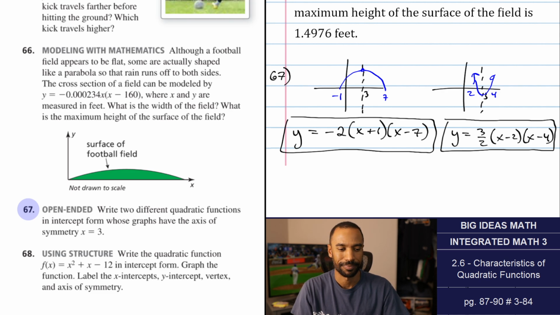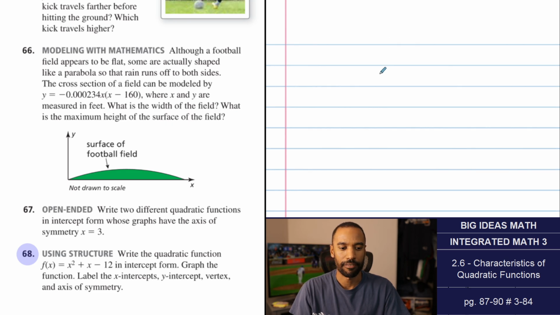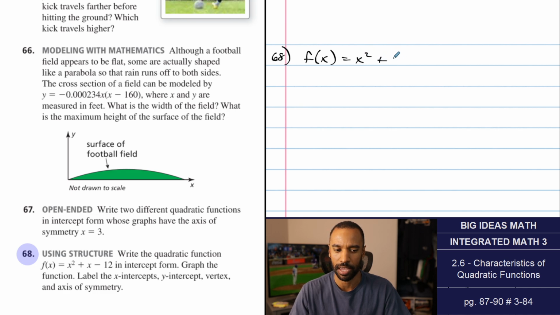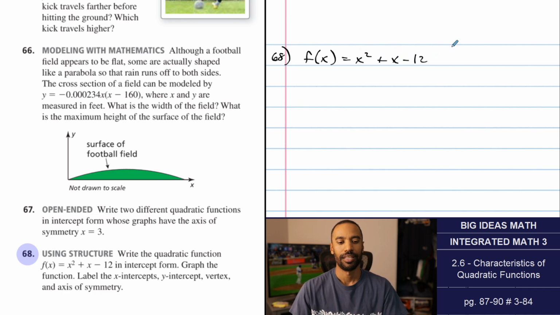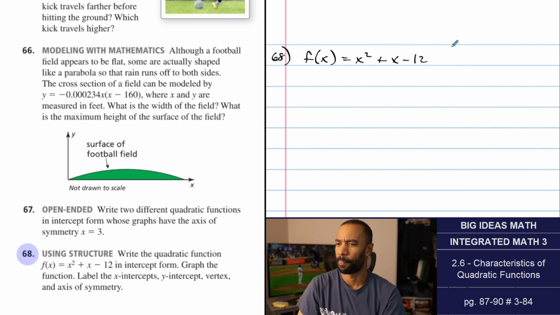Open-ended. Got it. Number 68, using structure. Write the quadratic function f of x equals x squared plus x minus 12 in intercept form. Graph the function, label the x-intercepts, y-intercept, vertex, and axis of symmetry. That one's kind of tricky because it's not actually factorable. When they say intercept form, they mean make sure you have the factorization of it. Oh, that's factorable. I don't know why I said that.